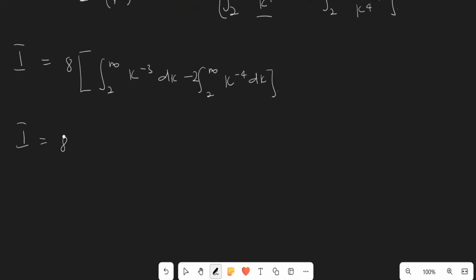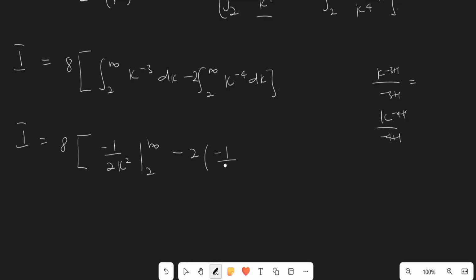So I is going to be 8 times what? This one is k raised to the power negative 3 plus 1 divided by negative 3 plus 1. And that is really what? Negative 1 all over 2k squared, right? From 2 to infinity. Minus 2, integrating this one, that is k raised to the power negative 4 plus 1 over negative 4 plus 1. That is negative 1 all over 3k raised to the power 3, like this, from 2 to infinity.